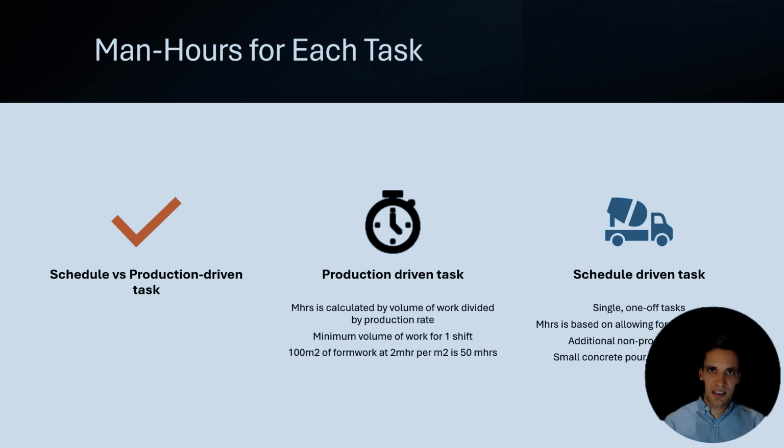Now, typically schedule-driven tasks are things like concrete pours, where we're just going to pour a certain slab at once and there's a setup time and pack up time associated with it. And we can't use the same production factors and productivity factors to accurately work out the true man hours for the task. So that's why when we're looking at all these different activities, we have to be mindful of the methodology behind which we're going to complete the project.